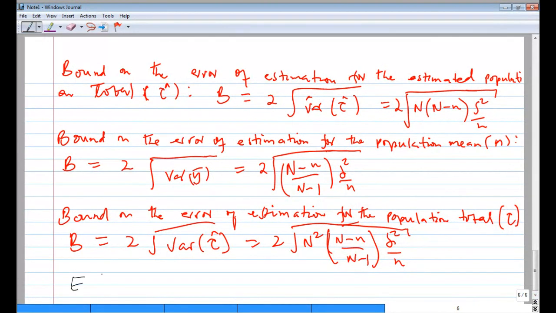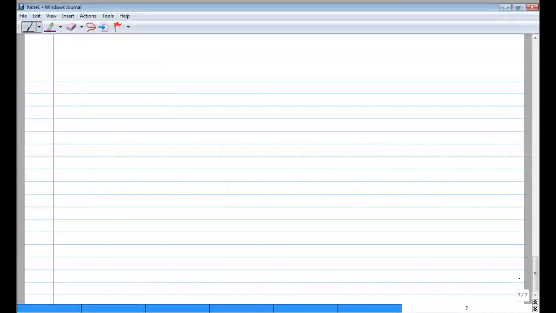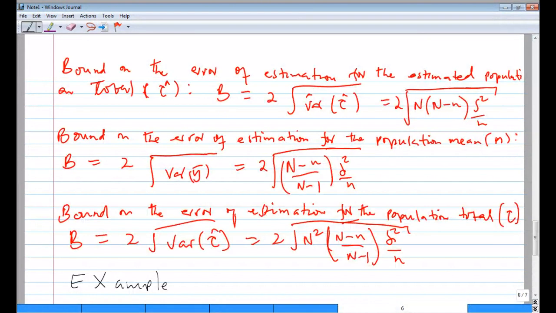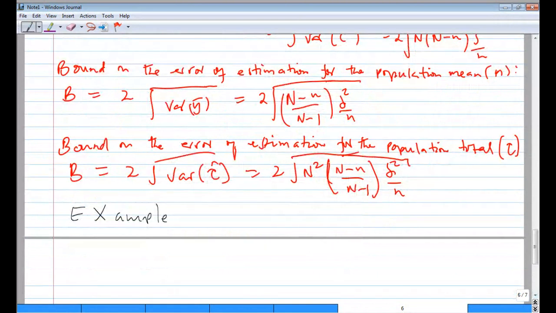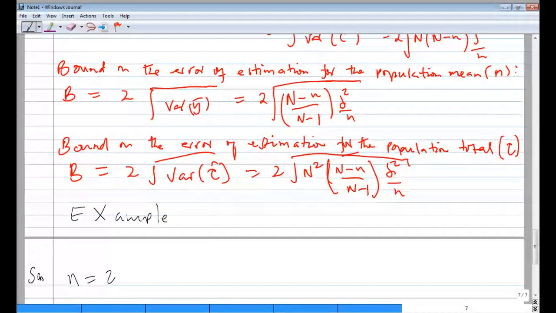The example, I don't think it's there on the lecture notes. It's not there. It's just an example that I want to give you. Sample. Okay, suppose we have a sample of n equal to 2. Let me write sample.